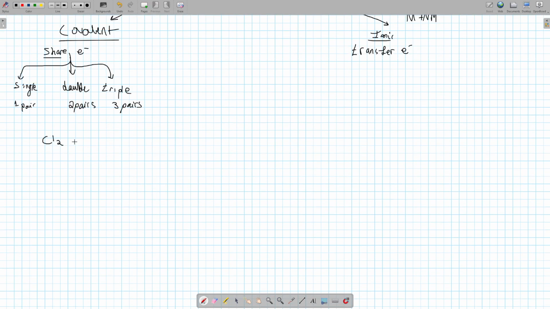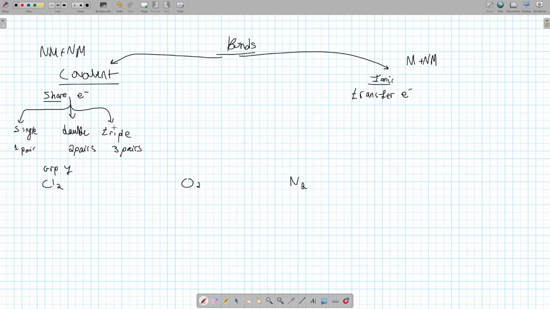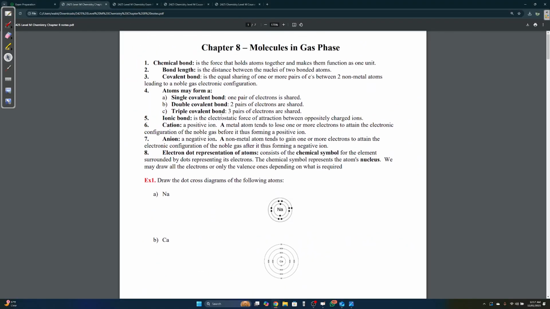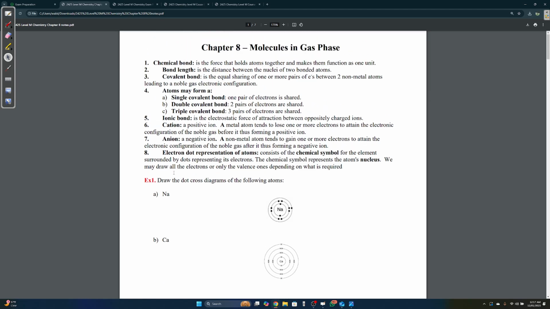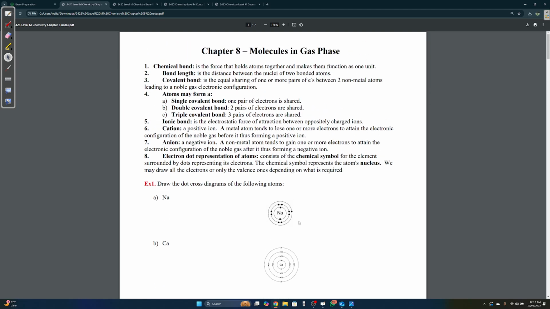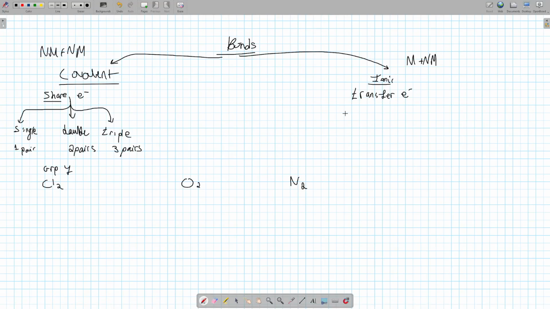I'm gonna give you Cl2, O2, and I'm gonna give you N2. Okay, Cl2 is in group 7. What's important here with the dot cross representation, and it was written in the notes actually, is to only write the valence shell, okay? If they require you, obviously it's better to draw all of the shells, right? But usually it's way easier to just write it like this.